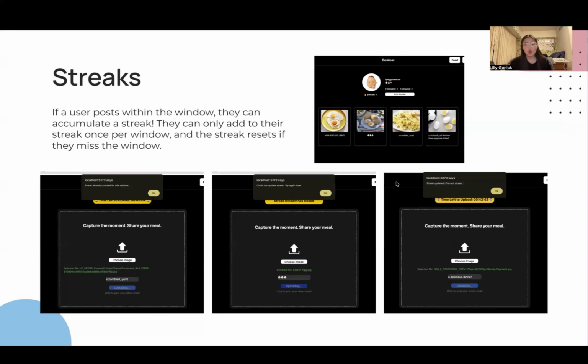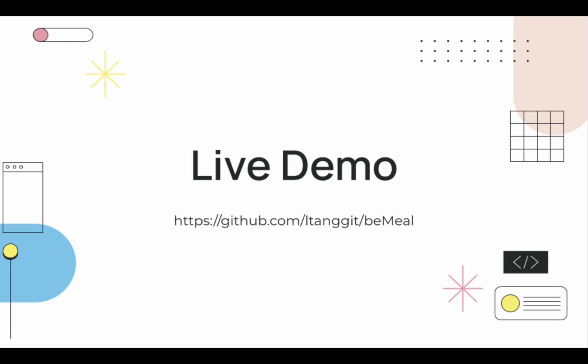Once that window is open, users can post within that window to accumulate a streak. If they make a post during that time, their streak will increment and that will show on their profile page. If the streak has already been counted for that window, it will not count it twice. If the window is not open, it will not update the streak. And if it is updated, it will show that the streak was updated.